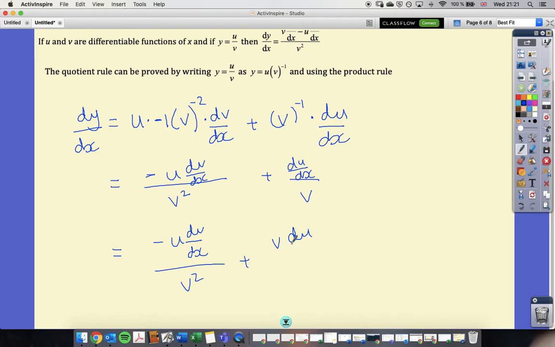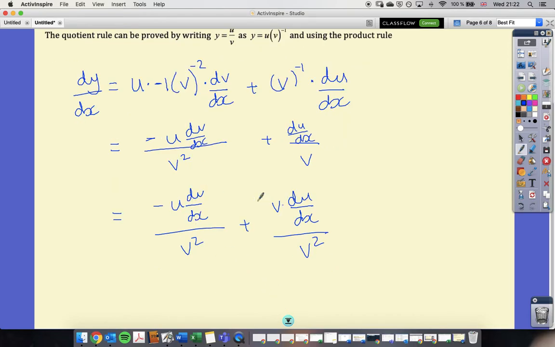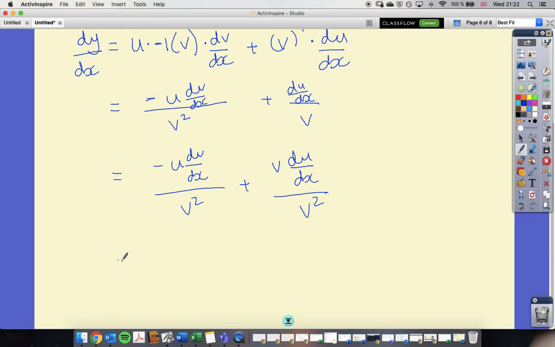v du by dx over v squared, and then I can combine this, and while I'm doing that I'm going to switch the order so that we're not starting with a negative sign. v du by dx minus u dv by dx all over v squared. So that's one way of deriving our quotient rule from our product rule.